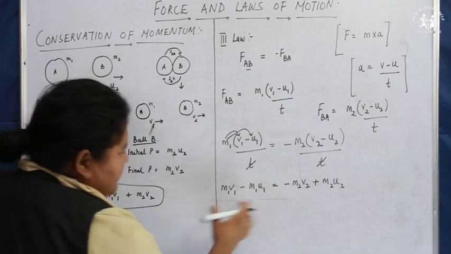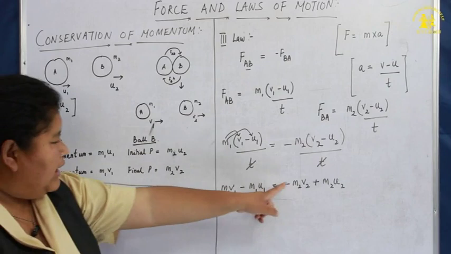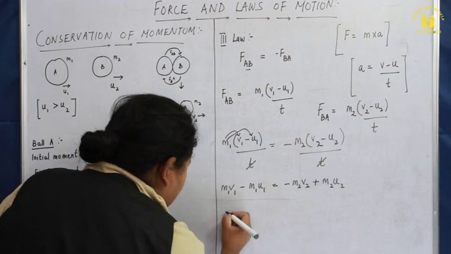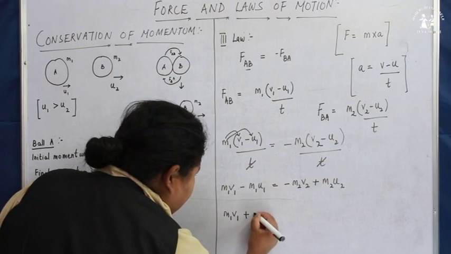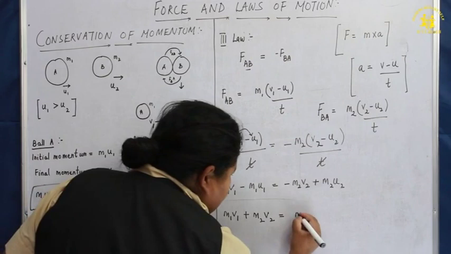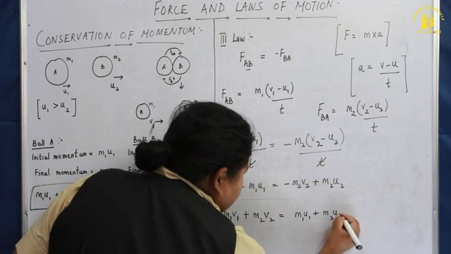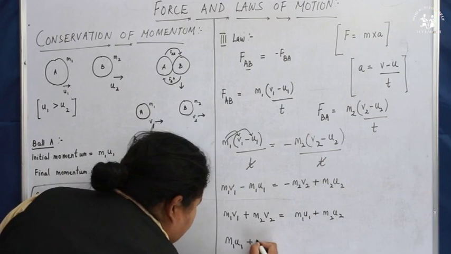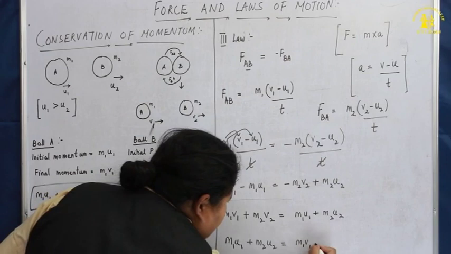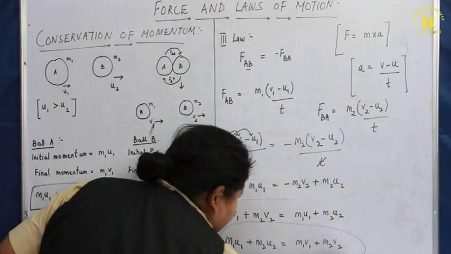So let us arrange the formula according to this statement. What we are going to get is M1 V1 plus M2 V2 is equal to M1 U1 plus M2 U2. So this equation can also be written as M1 U1 plus M2 U2 is equal to M1 V1 plus M2 V2. So this is how we derive the equation for the law of conservation of momentum.